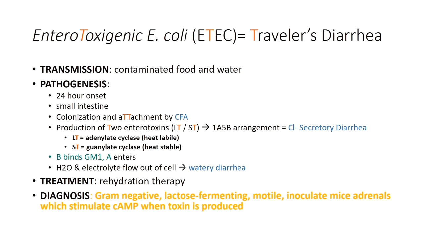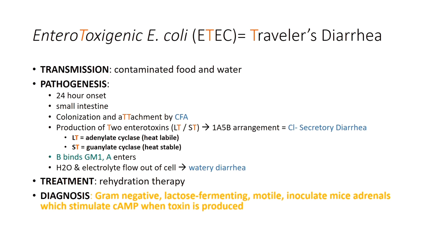What this guy does is it invades the small intestines. As we talked about, this is one of our non-inflammatories. It colonizes and attaches by what is known as your CFA. Once it attaches, it doesn't enter the cell or cause death of the cell. However, it produces enterotoxins, two of them, your LT and your ST. These cause chloride secretory diarrhea. Your LT will stimulate your Gs subunit, keeping it on, and that will upregulate your adenylate cyclase. We also have your ST, which goes straight to your guanylate cyclase. These are the two enterotoxins that this guy produces.